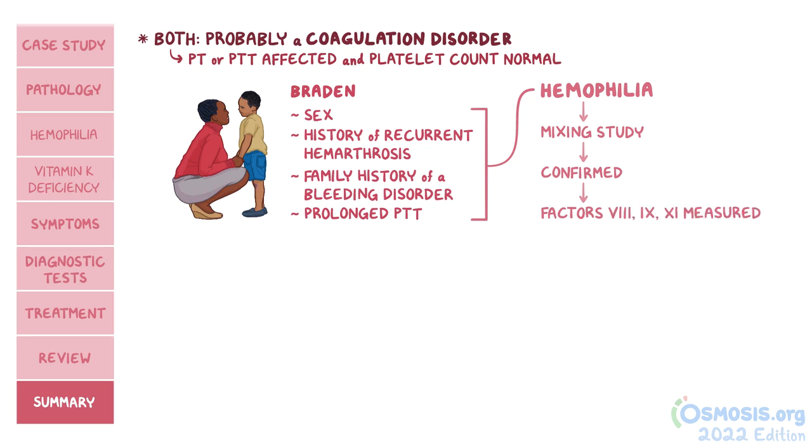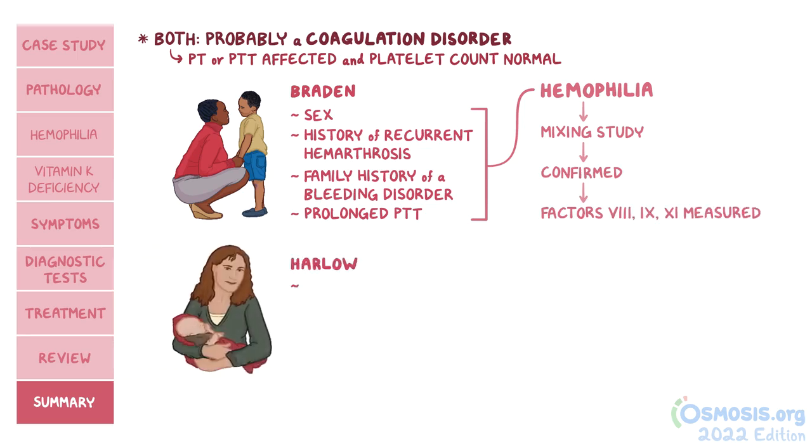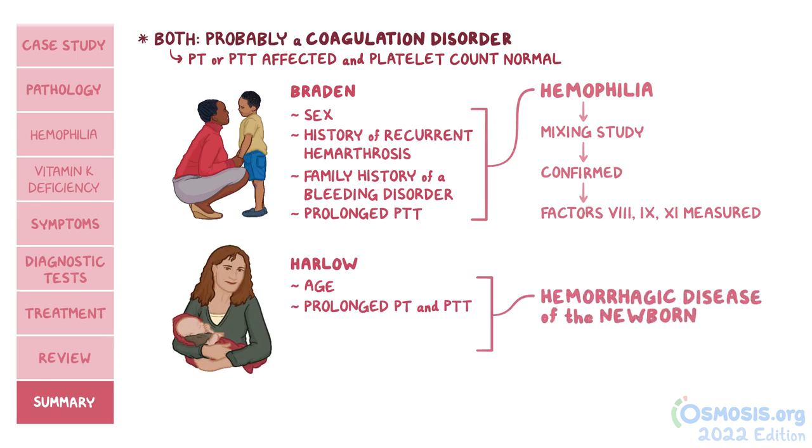If hemophilia is confirmed, specific factor 8, 9, and 11 levels will be measured to determine the missing factor. Meanwhile, Harlow, due to her age and prolonged PT and PTT, probably has hemorrhagic disease of the newborn. This makes sense because she did not receive vitamin K after birth.